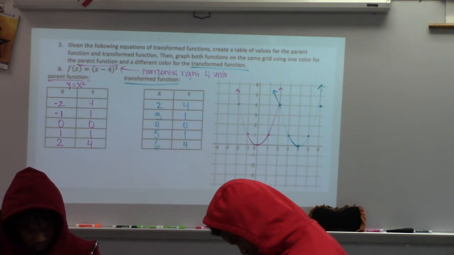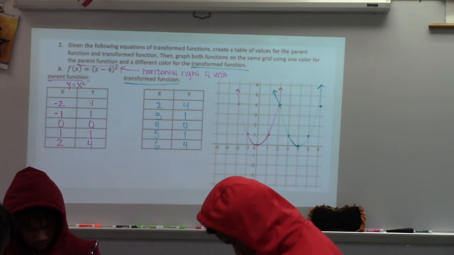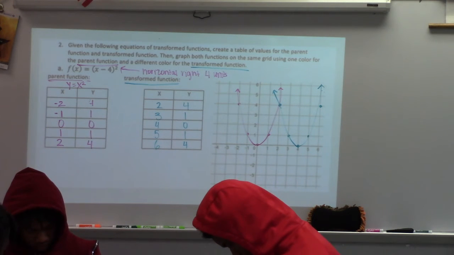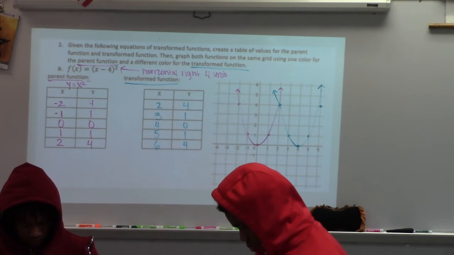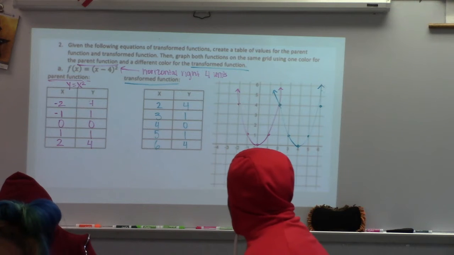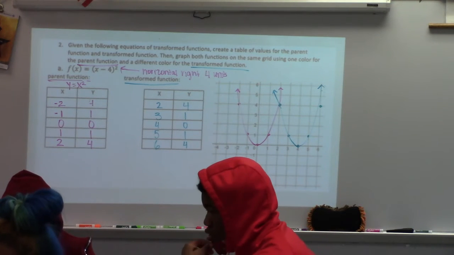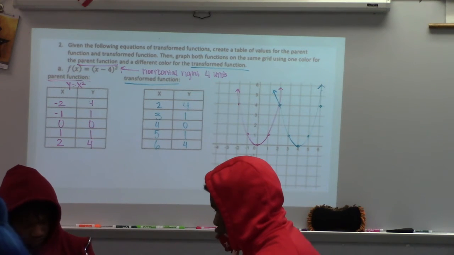Let me see. I don't know what this word is. Ten, that's what you want. You went up two, right? I did that one first. Graph this one in red. Negative 2 is 8.